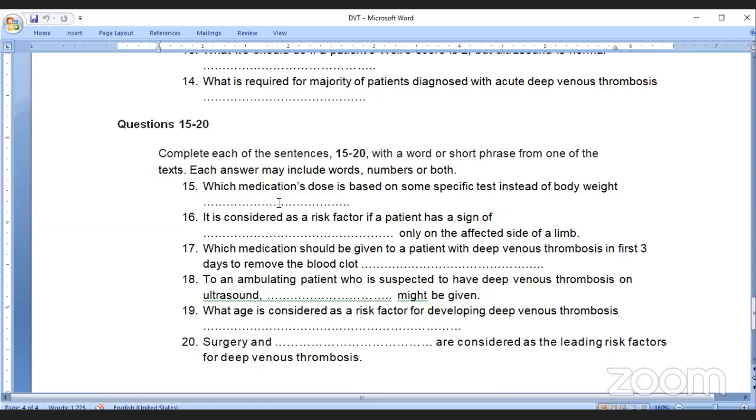So question number 15: which medication's dose is based on a specific test instead of body weight? In which text can you find the answer? In reading part A, the main thing is time management. If you can manage your time, you can easily answer your questions. You can get a B grade.